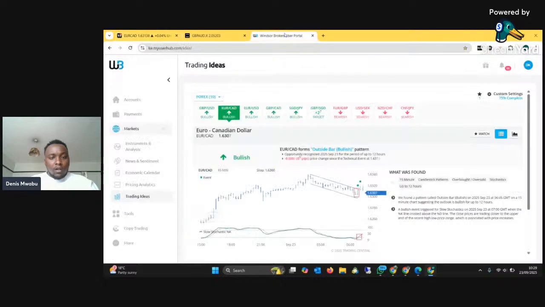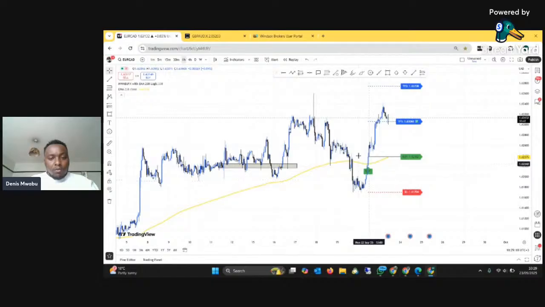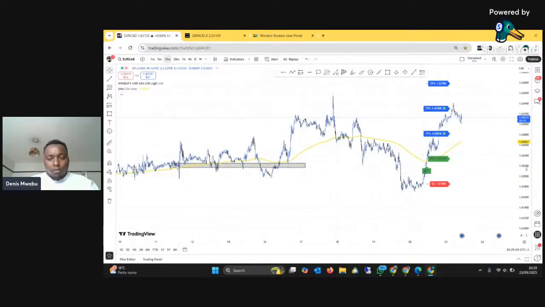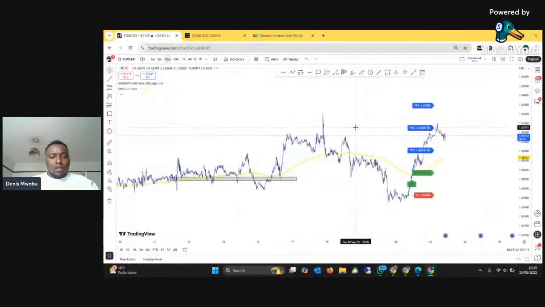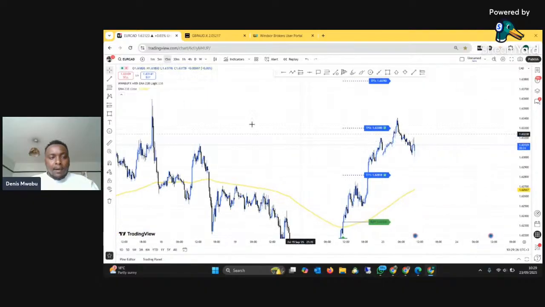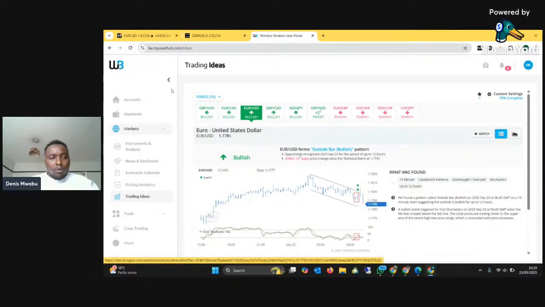If we take a look at EURCAD, what is it giving us? It's giving us a bullish signal on the 15 minutes time frame, but on the BMM it has already pushed up. If we were to get into a trade, this would have been the best place to get in. It has already hit take profit 1 and take profit 2. I don't think we'll play catch up with it. So EURUSD bullish.